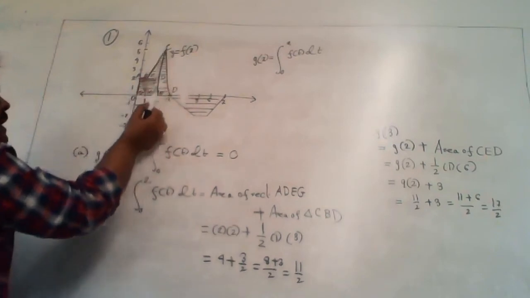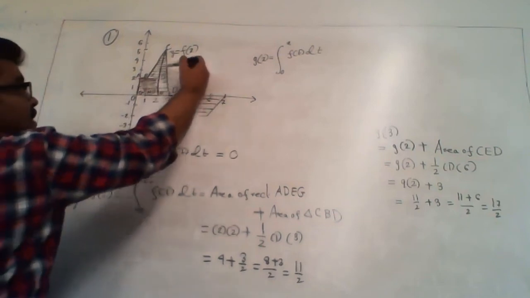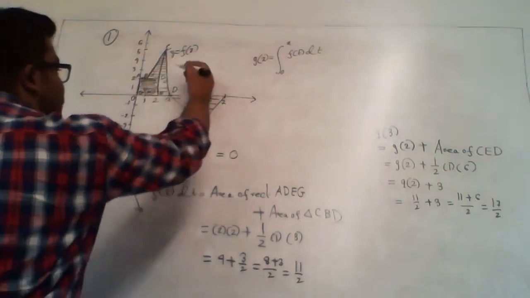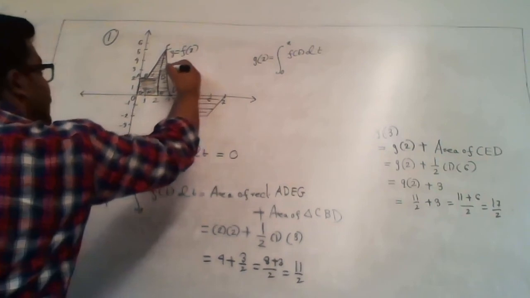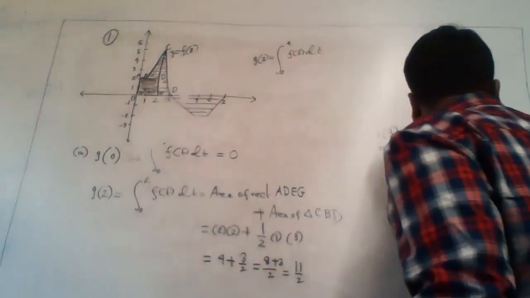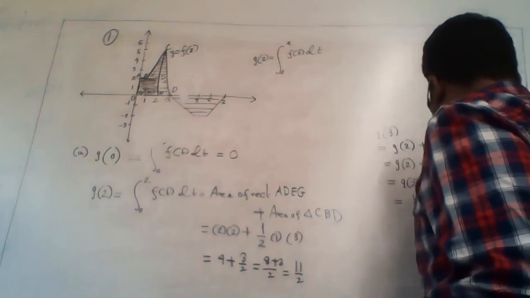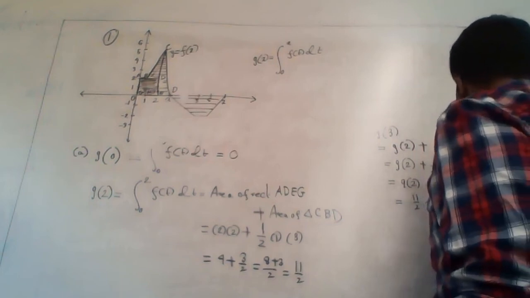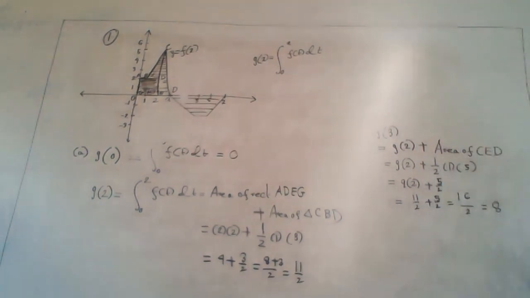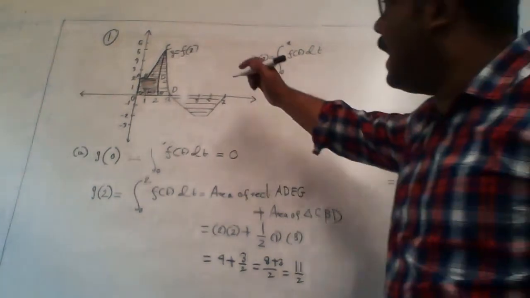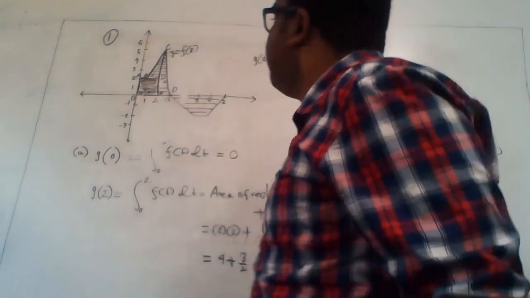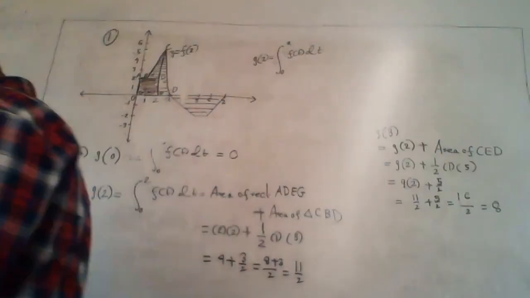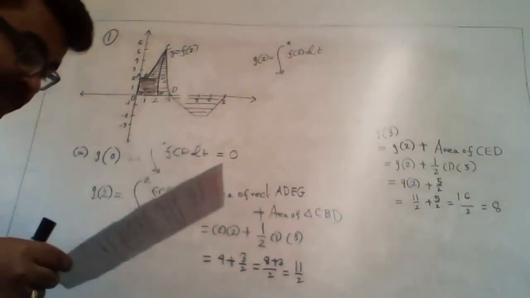Now this triangle, its base is 1 and its height is this whole thing from 0 to 5, right? So it's 1, 2, 3, 4, 5. So it should be 5 actually. Its height should be 5. So it should be 5 over 2. So it should be 16 over 2. So it should be 8. So G3 is 8 because its height is 5 from 0 till 5. So you get the value of G of 3 here. Now finally you have to find out the value of G of 6.